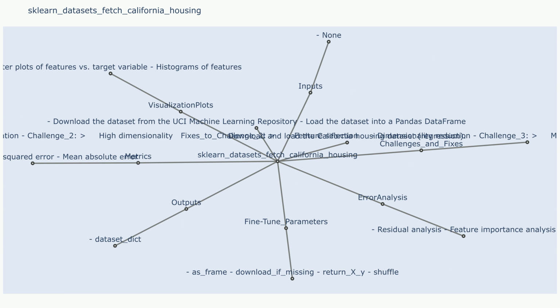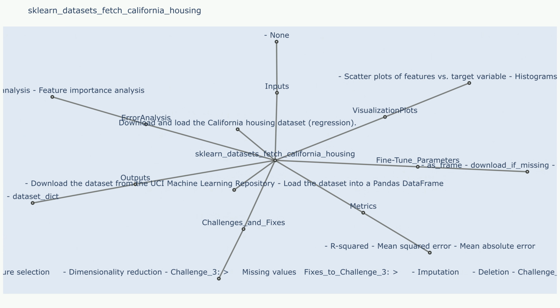Metrics. Mean absolute error: the average absolute difference between the predicted and actual house values. Root mean squared error, RMSE: the square root of the average squared difference between the predicted and actual house values. R squared: a measure of how well the model explains the variance in the data, ranging from 0, no explanation, to 1, perfect explanation.